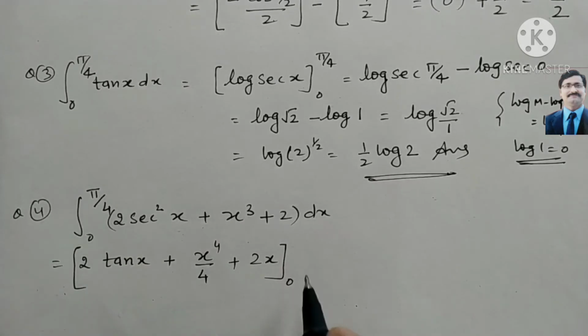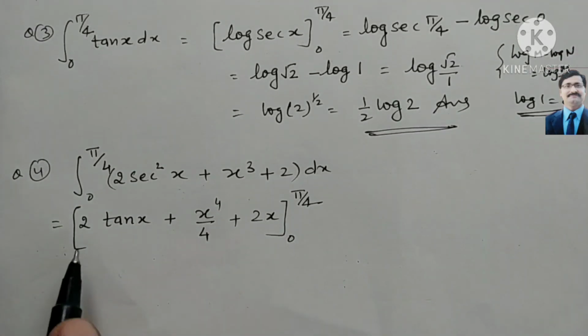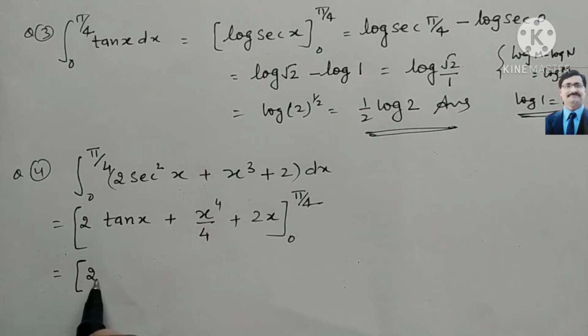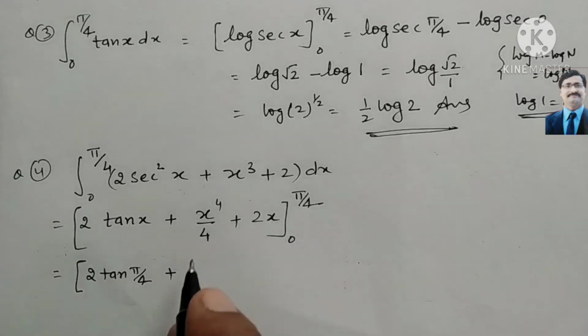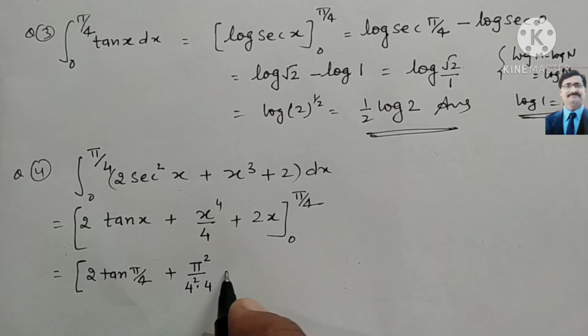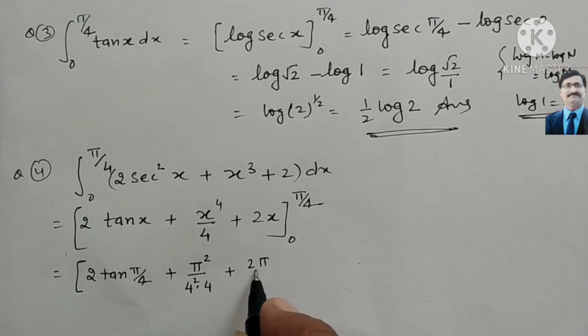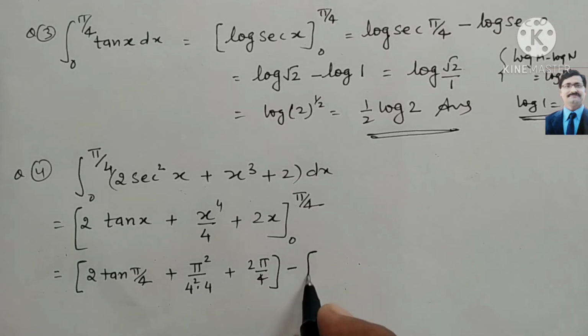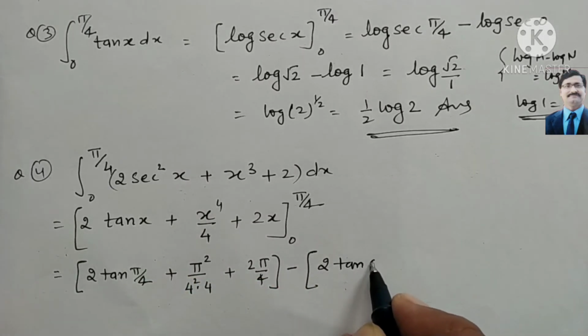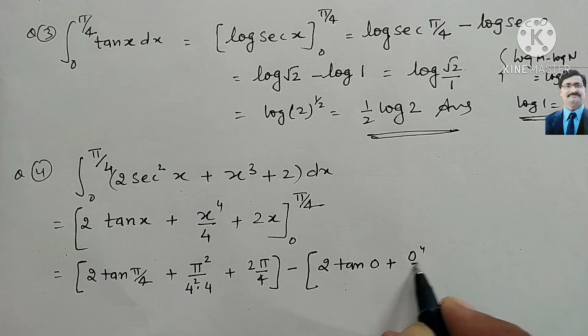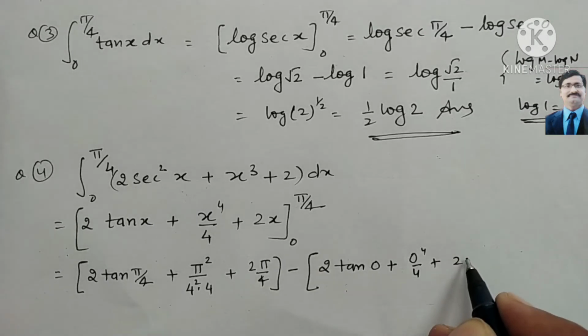And here the limit is 0 to pi by 4. First we will put pi by 4 in place of x, so we get 2 tan pi by 4, and in place of x, pi by 4 means we get pi square upon 4 square into 4 plus 2 into pi by 4, and then minus, we will put x is 0: 2 tan 0 plus 0 power 4 upon 4 plus 2 into 0.